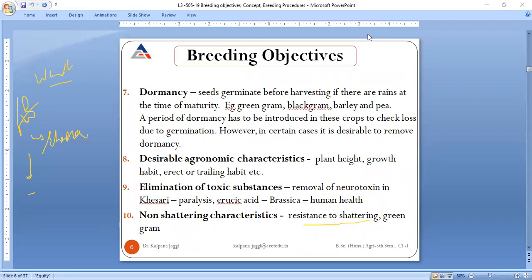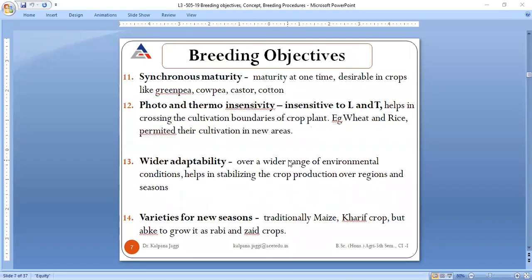And focusing on the various objectives, various points which are to be improved with the help of plant breeding, we can easily go for its improvement.